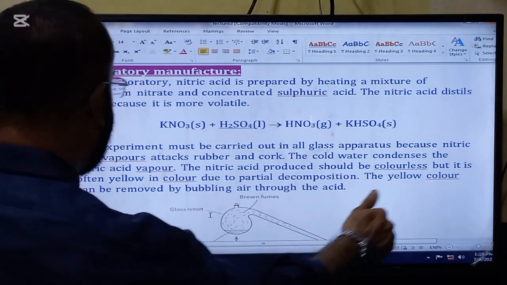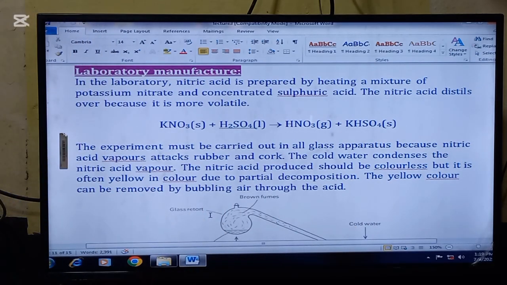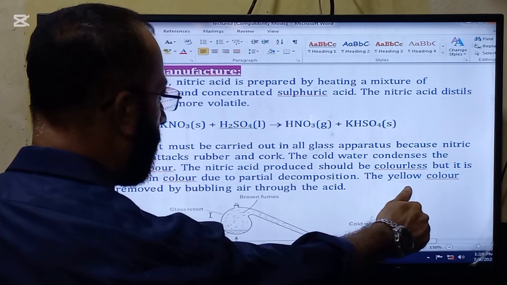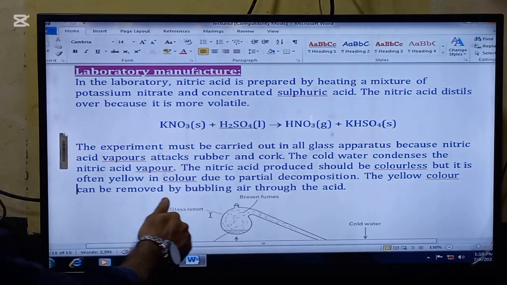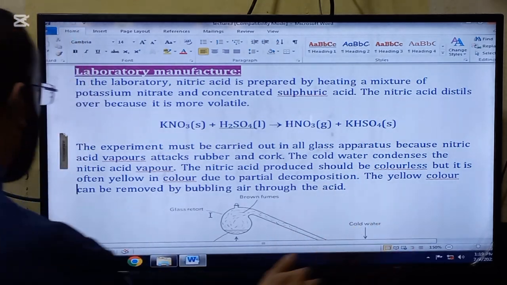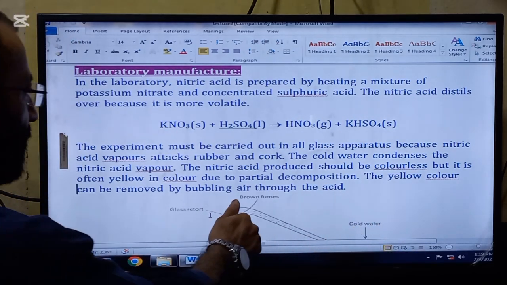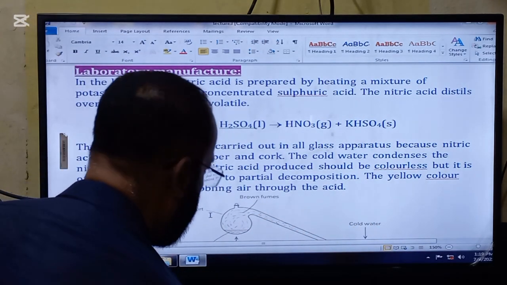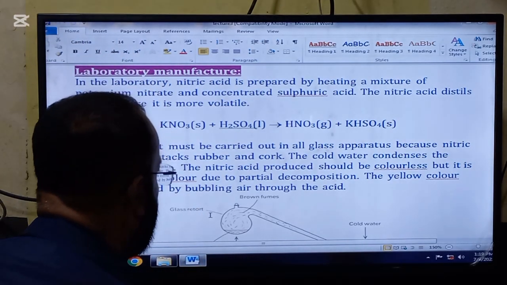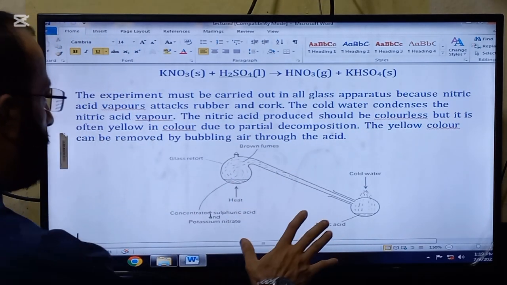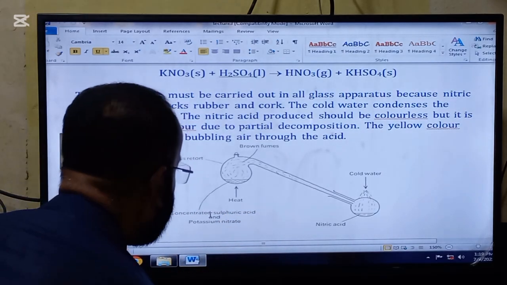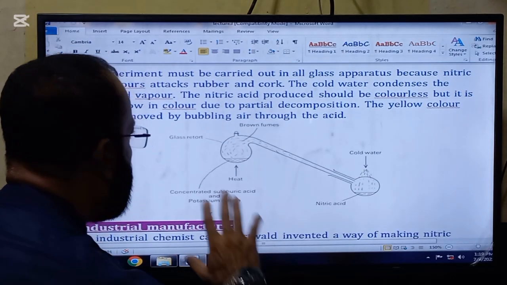The cold water condenses the nitric acid vapor. The nitric acid produced should be colorless, but it is often yellow in color due to partial decomposition. The yellow color can be removed by bubbling air through the acid. So this is the method to remove the yellow color. Here is the figure that is actually used in the laboratory. So this is the setup.